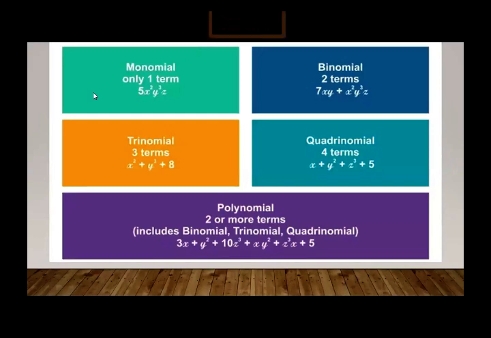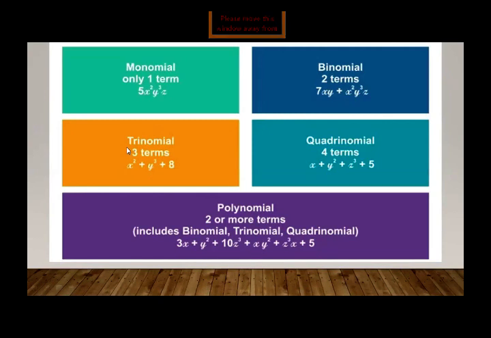Now we see what we have learned. We have learned about monomial. A monomial is a polynomial having only one term, like 5x square y cube z. The second is binomial. Binomial means a polynomial having two terms, like 7xy plus x square y cube z.